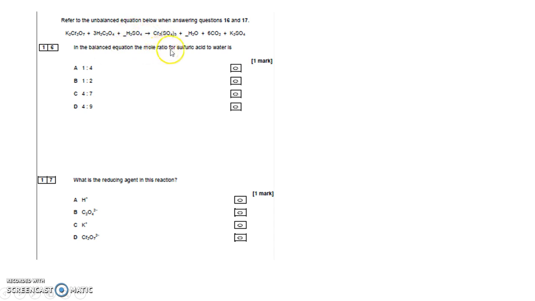In the balanced equation, the mole ratio for sulfuric acid to water, so I've got 4 sulfuric acid, so it must either be 4 to 7 or 4 to 9. Must either be C or D. So the question is, have I got 7 waters or 9 waters? Well, now I've got 4 in front of here. I could work out, let's say, the H's. 3 2's are 6 H's, 4 2's are 8 H's, 6 add 8 is 14 H's. I've got 14 H's on the left hand side. Now the H's only appear in the water, so I must have 7 2's are 14. It must be 4 to 7.